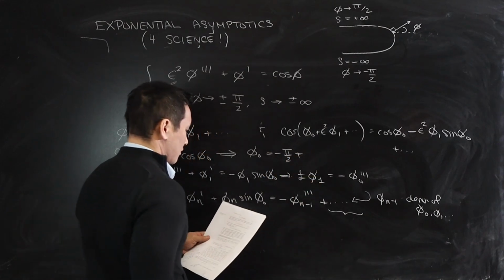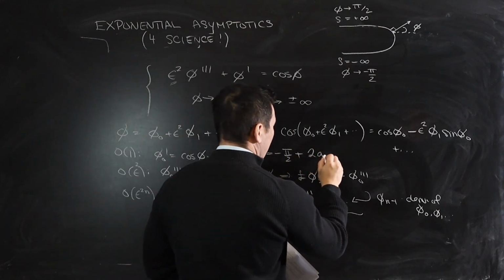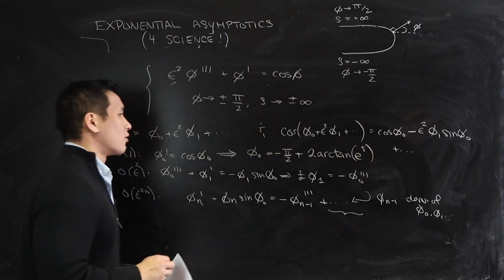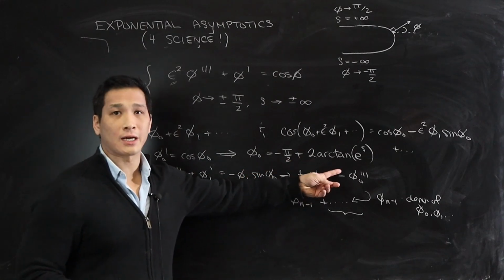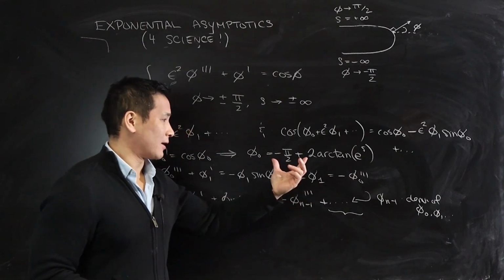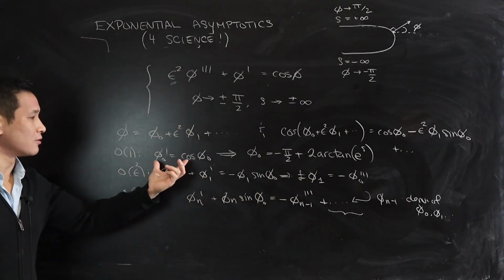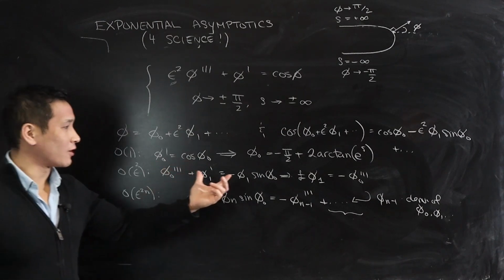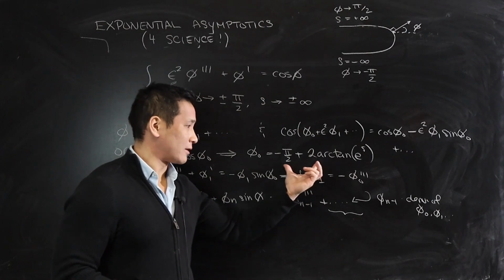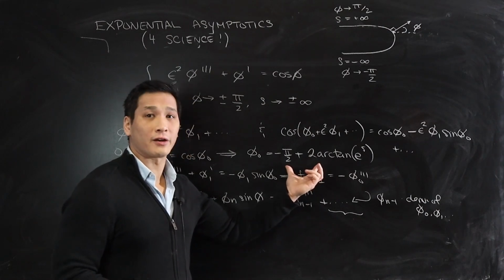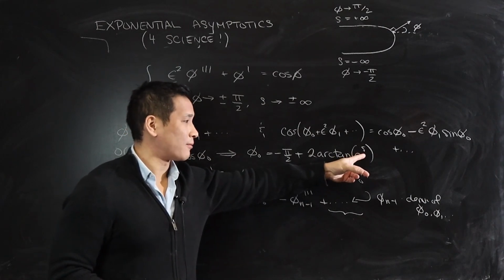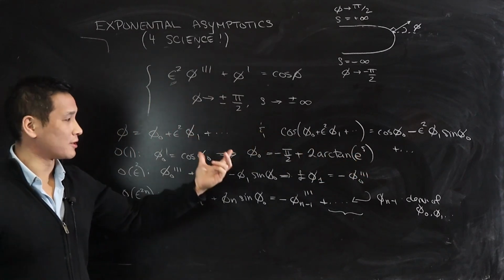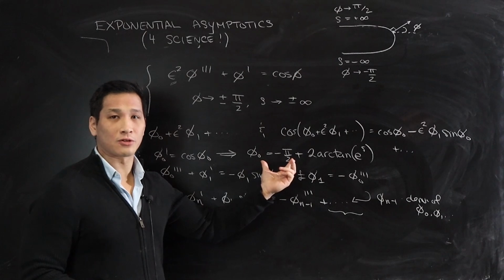this is the solution. So minus pi by 2 plus 2 times arctan of e to the s. And if I substitute this into this, I'll get an identity. I can also verify that having written down this explicit solution for phi naught, if I take that in the limit of minus and positive infinity for s, I will satisfy the boundary condition. So this seems to be a legitimate leading order solution to the problem.